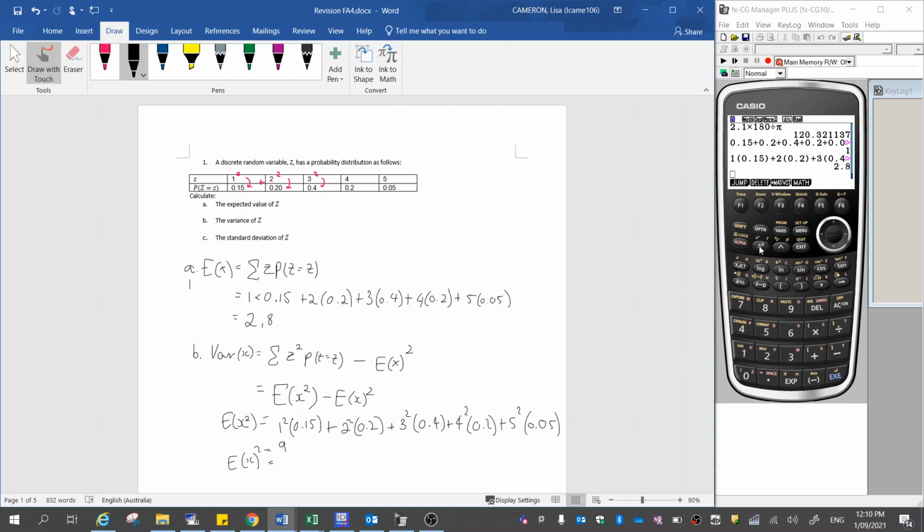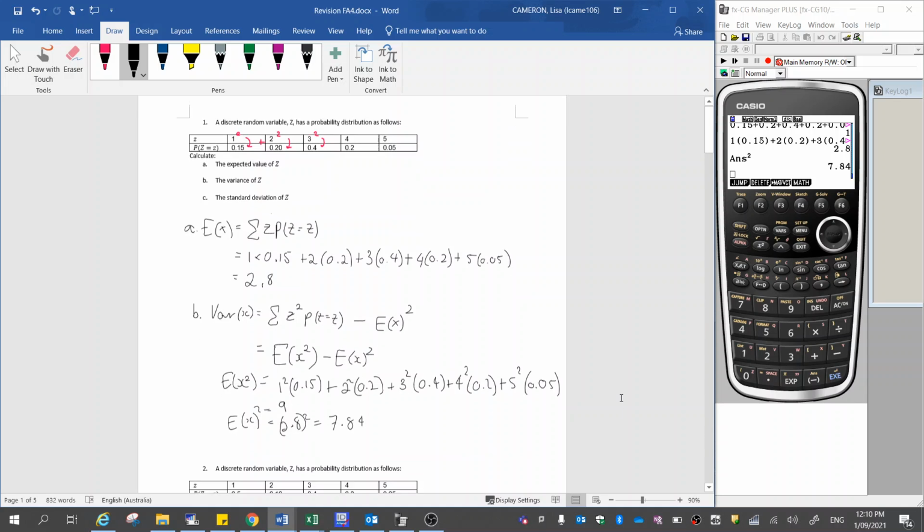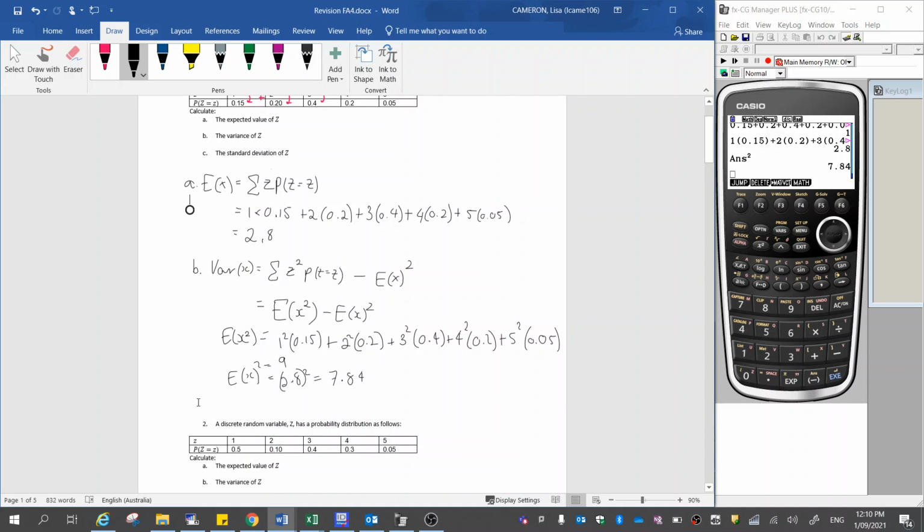going to square that answer, and that gets me 2.8 squared equals 7.84. Perfect. And now I can chuck that into my variance formula.